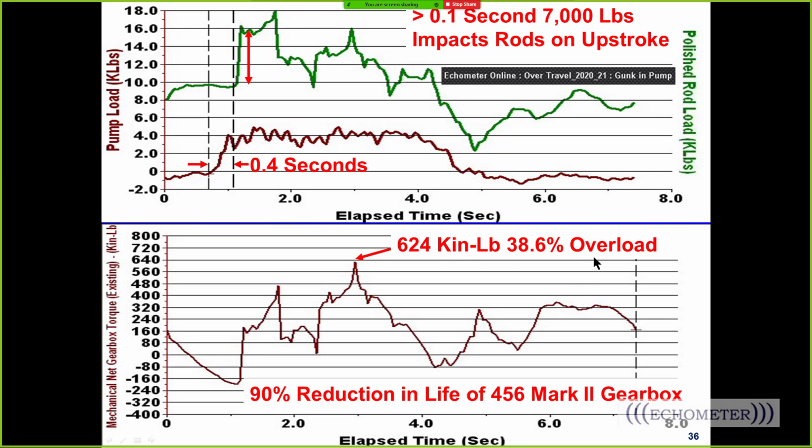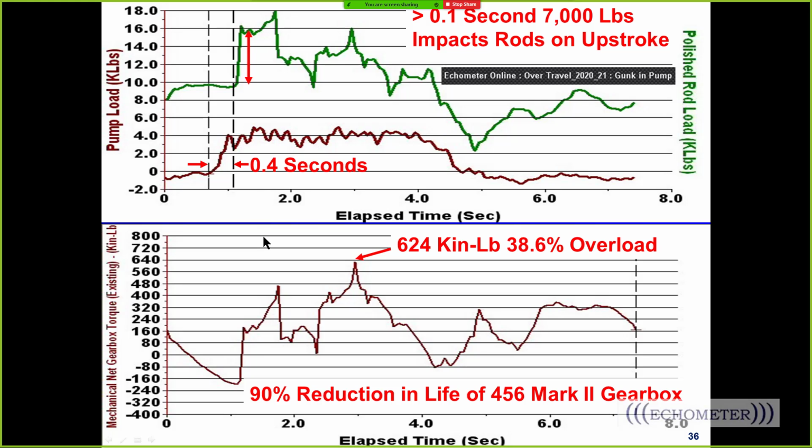Okay? It's not the tag on the gearbox, it's the huge rod load at the polish rod causing a huge net gearbox torque at the gearbox. Okay. Yes, at that point the crank is more to the horizontal than to the vertical, and the torque factor is much higher at that point.